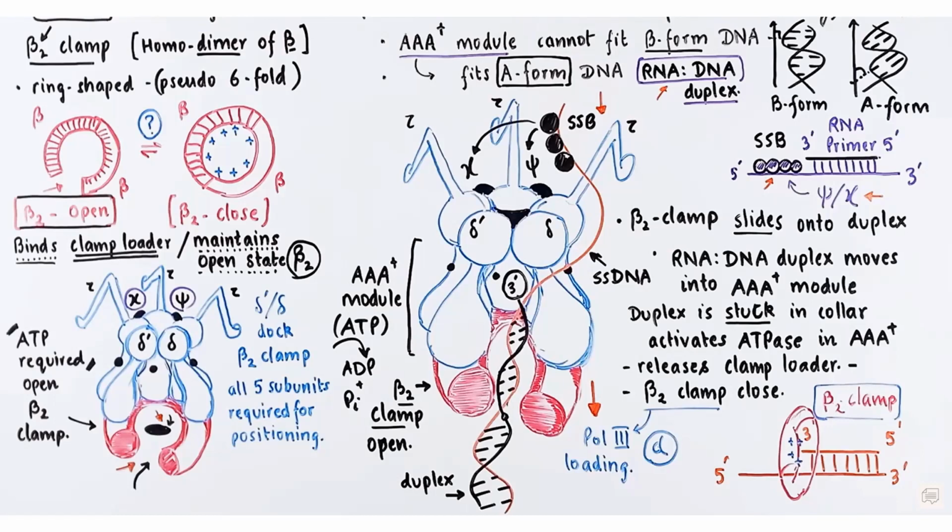Now this release changes the structural state of the clamp loader and it releases the beta clamp. Since ATP was required for the clamp loader to maintain the open state of the beta-2 clamp, as a result, the beta-2 clamp closes immediately. As the beta-2 clamp closes, it encircles the DNA-RNA duplex. Since it is positively charged in the center, its binding is pretty stable.